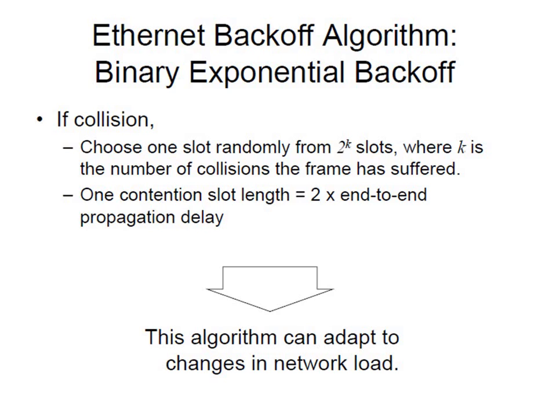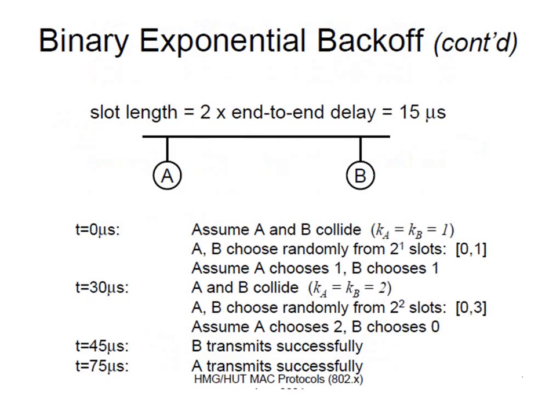Initially you choose a random slot from 2 raised to k, where k is the number of collisions that the frame has suffered. Then the contention slot we have already seen. Such kind of concepts we have already gone through in the previous lectures, so please refer to them. So 2 times the end-to-end propagation delay, that means from one end to the other end, what will be the propagation delay, that contention slot you need to keep in existence, and this algorithm will adapt to a changing network load. If the load is changing, obviously this algorithm changes its k value.